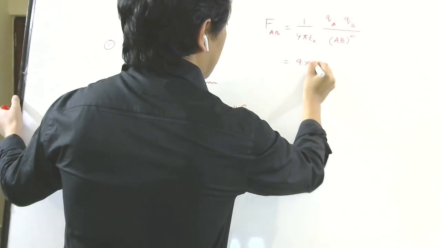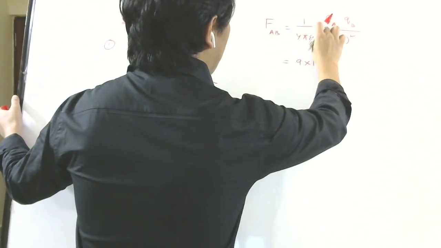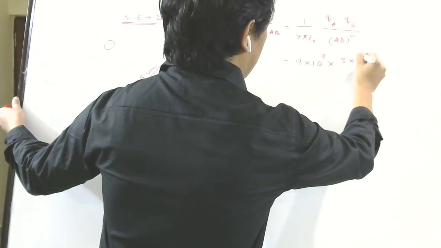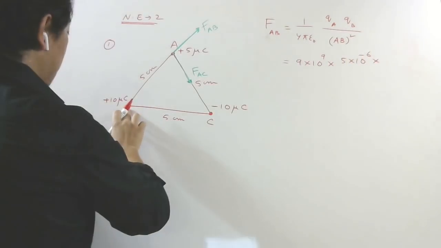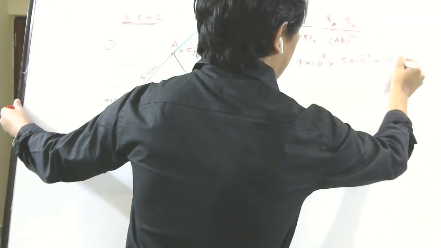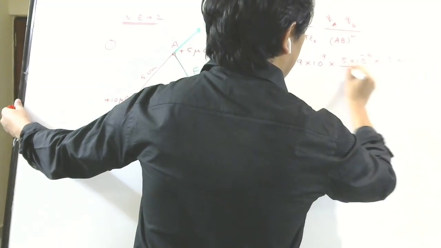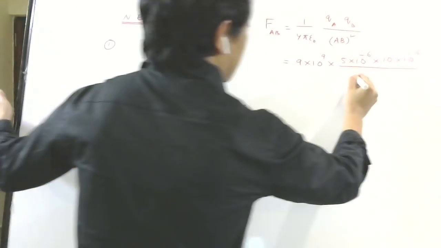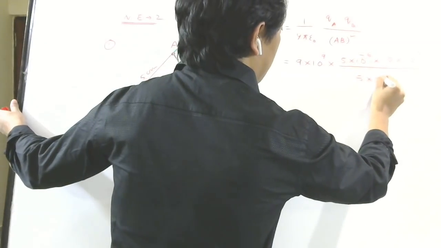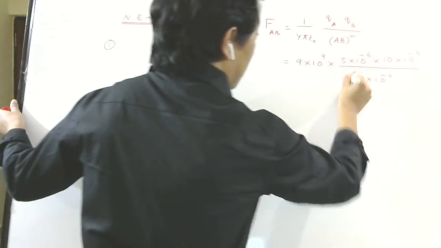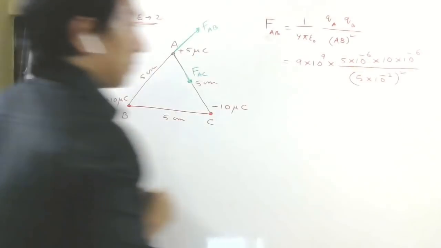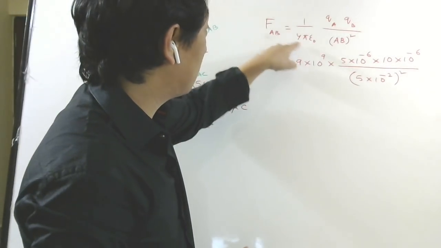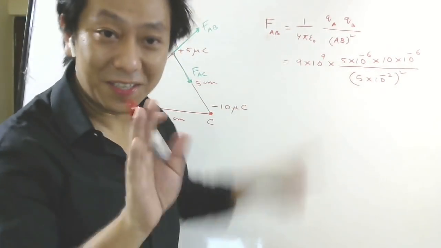This is 9 into 10 power 9. Charge A is 5 microcoulomb, so 5 into 10 power minus 6. Charge at B is 10 microcoulomb, 10 into 10 power minus 6, divided by AB. This distance is 5 centimeter, so 5 centimeter means 5 into 10 power minus 2 meter. Then I have to write whole square. You have to convert everything in SI units because the value of 1 by 4 pi epsilon naught which you have written here is in SI units, remember.